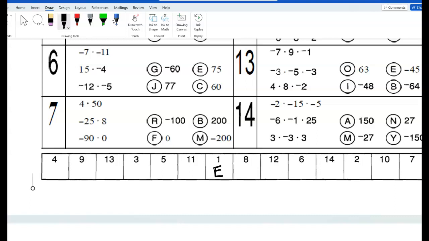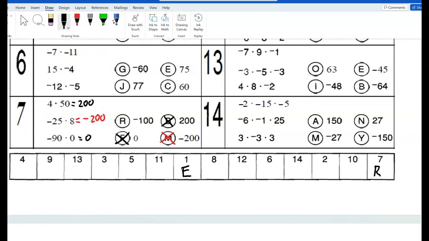Let's do a problem like number 7. 4 times 50, well, those are both just positive, that's 200. So that's not used. Negative 25 times 8. There's 1 negative, so my answer is negative 200. So that's not used. And then negative 90 times 0. There's no such thing as negative 0, so that's just 0. That's not used. So then negative 100 is not used, so that means on number 7, you put R.